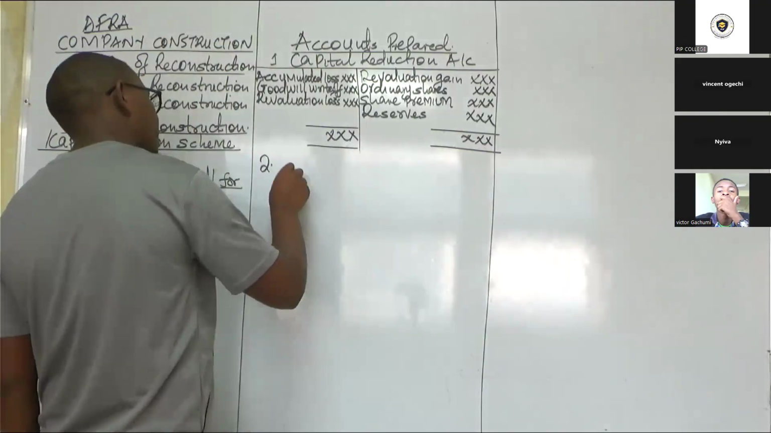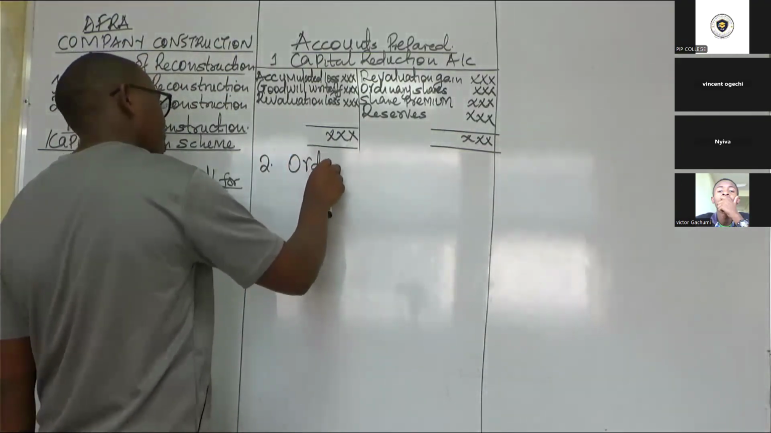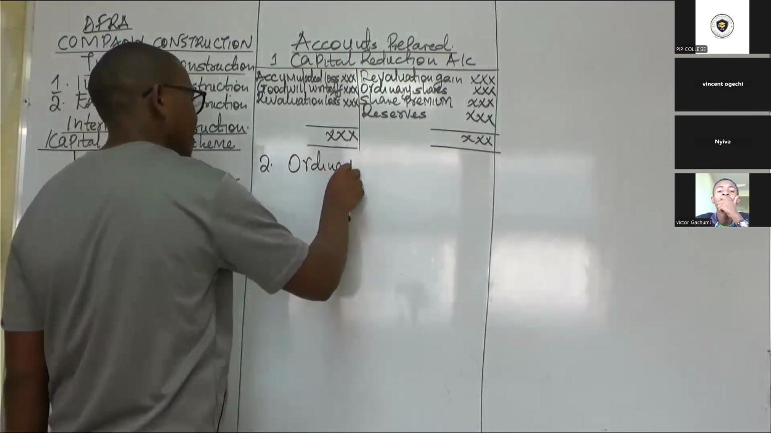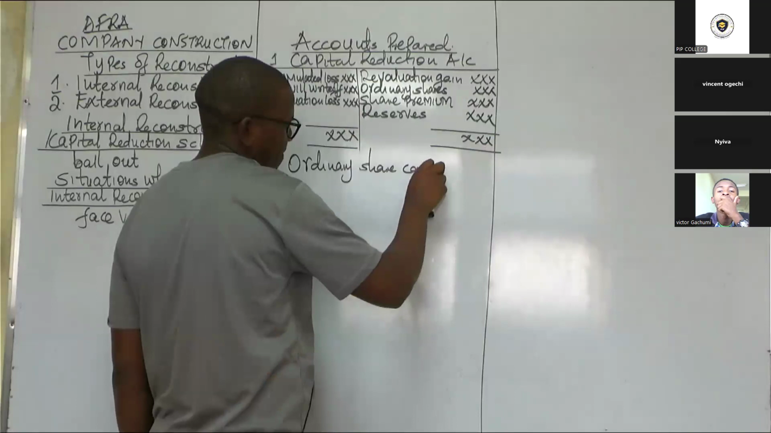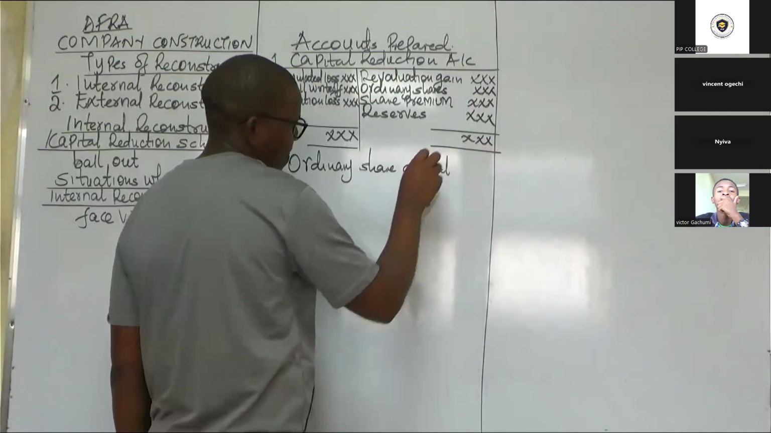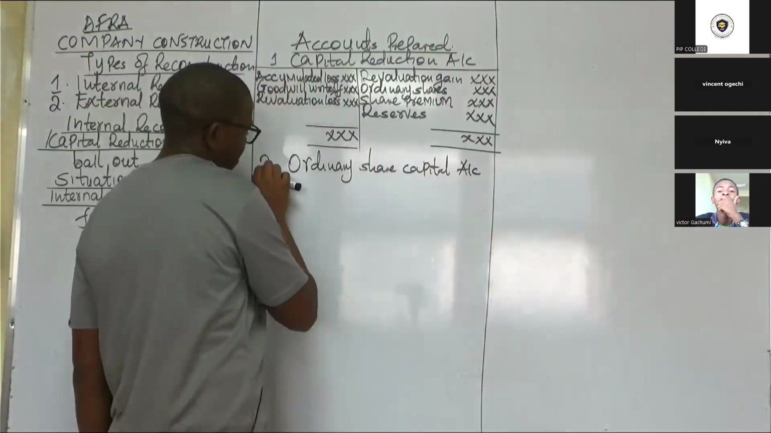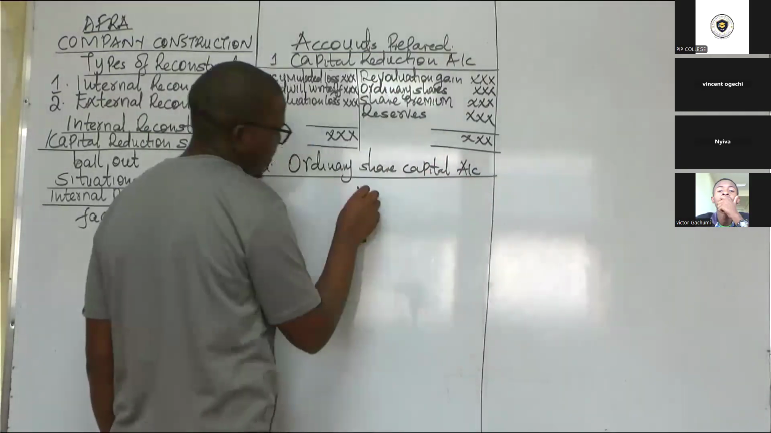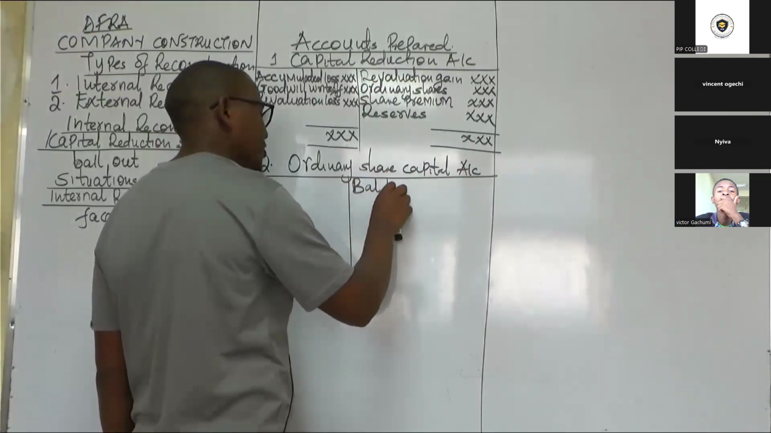The second account that we will also maintain is what? Ordinary share capital. In the ordinary share capital account, it'll just have the balance brought down here.